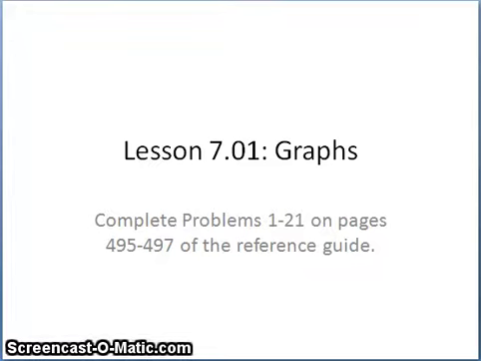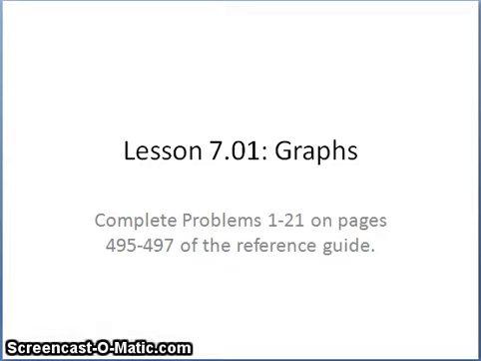It said problems 1 through 21 on pages 495, 497 of the student guide. That's incorrect. It should be of the reference guide. I'm hoping you guys figured that out once you open the student guide and realize, oh, there are no problems 1 through 21, and it says to do the reference guide. So hopefully you figured that out, but if not, there you go. Make sure that you're using the reference guide, not the student guide.